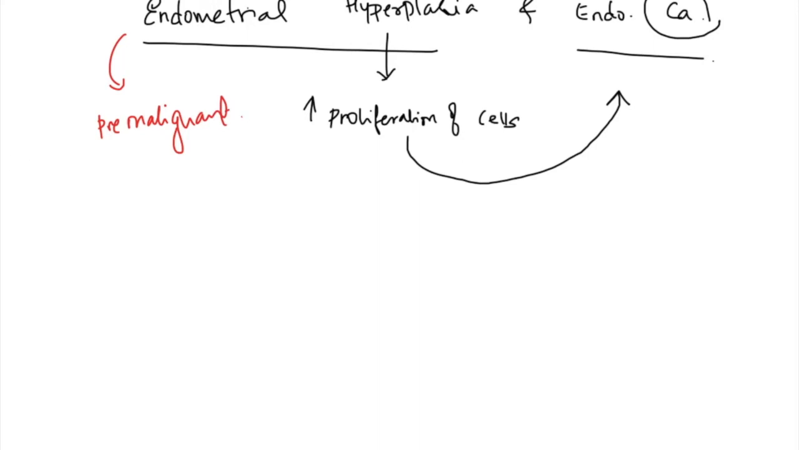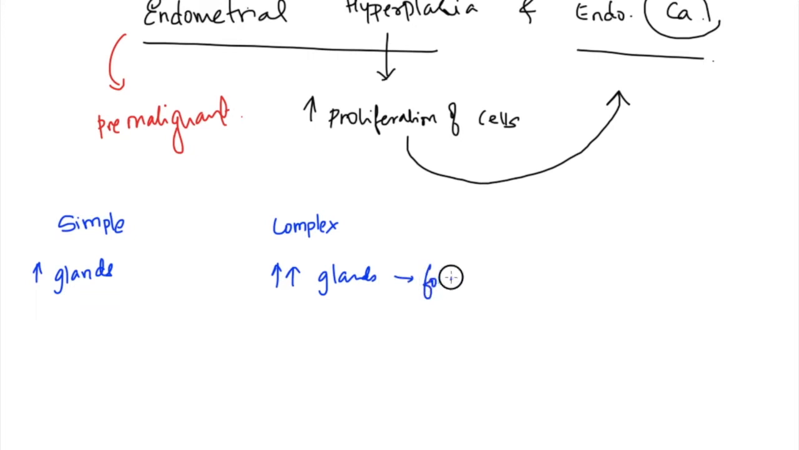Now there are four types of endometrial hyperplasia. That needs to be understood. First, we need to understand what is simple and what is complex. Simple hyperplasia means there is an increased number of glands. In complex there is an excessive increase in the number of glands. So when this happens, it will be thrown into folds, so this appears to have more folds compared to this.